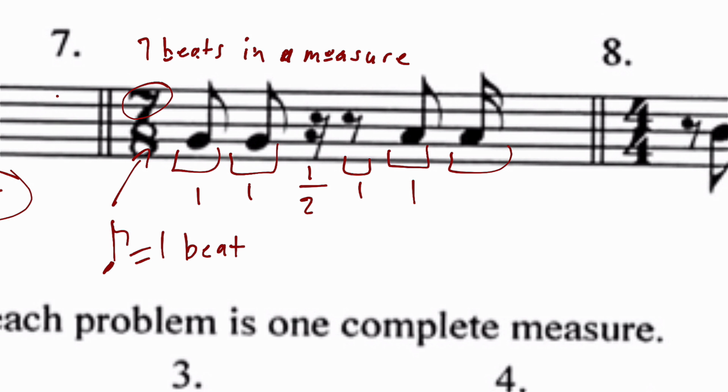Then we have a 16th note, which is half of an eighth note, so it's a half beat. So I'm going to add up all the wholes and the halves. We have, let's see, 1, 2, 3, 4 whole beats, and then we have these 2 halves, which equal another whole beat. So we have 1, 2, 3, 4, 5 beats total. And that's how you count beats.